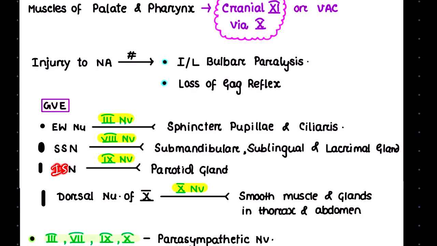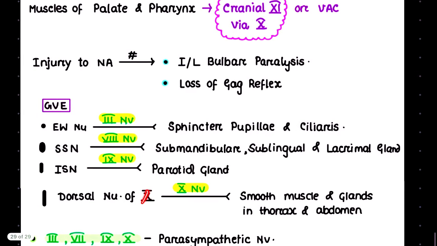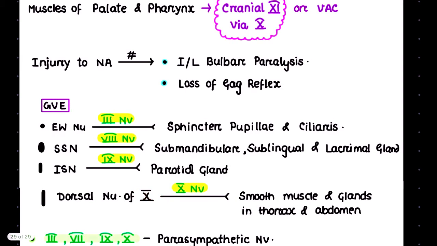And talking about the inferior salivatory nucleus, it will go with the 9th cranial nerve, and it will supply the gland which is present superiorly, that is the parotid gland. Okay, now talking about the dorsal nucleus of 10. We talked about why it is called dorsal, because it is present dorsally in the brainstem. Yes, we said that the 10th, vagus nerve, is the only nerve going beyond head and neck, and it will supply smooth muscles and glands in the thorax and abdomen.